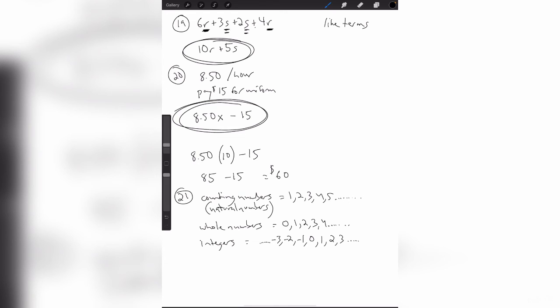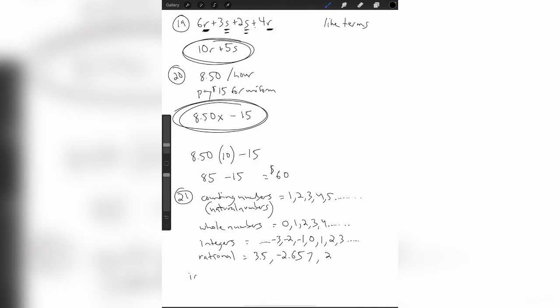Now, there's also more numbers. There's rational numbers. Rational numbers are any number that comes to an end. For example, 3.5 or negative 2.657, or any number that you can actually write down. What's another good one? I'll just say 2 is a rational number.